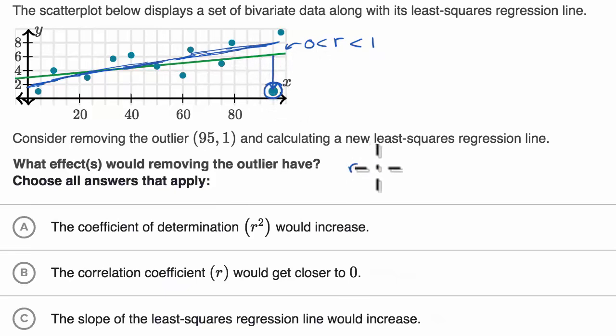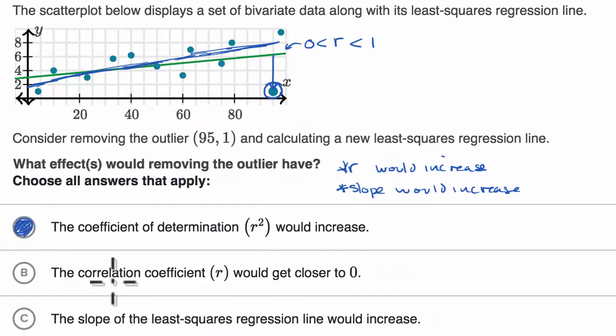So R would increase. And also the slope of our line would increase. We'd have a better fit to this positively correlated data. And we would no longer have this point dragging the slope down anymore. So let's see which choices apply. The coefficient of determination, R squared, would increase. Well, if R would increase, then squaring that value would increase as well. So I will circle that.